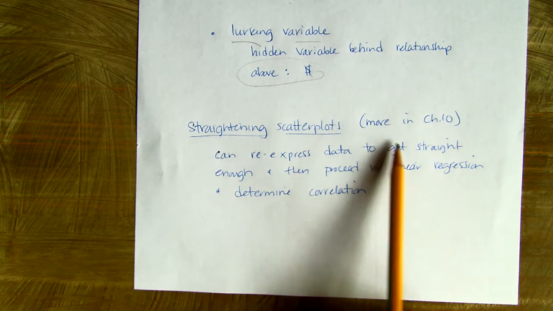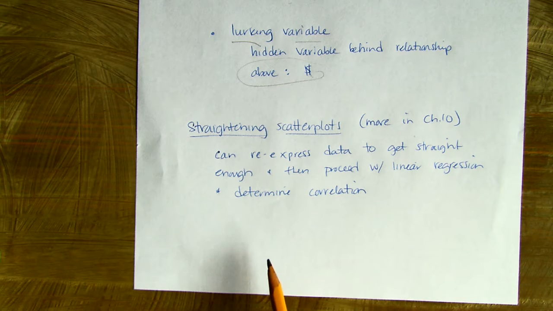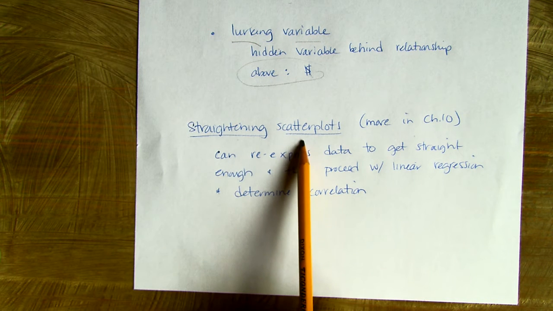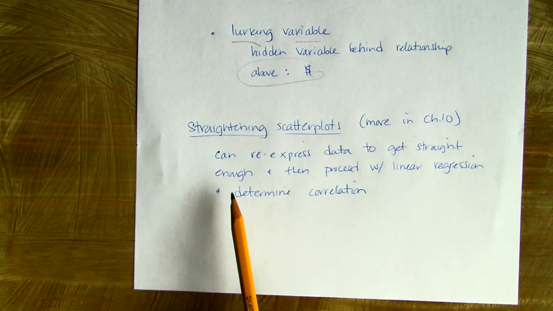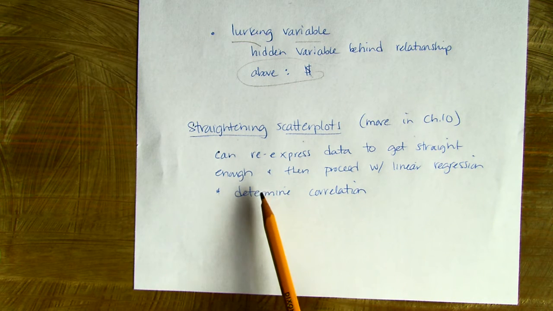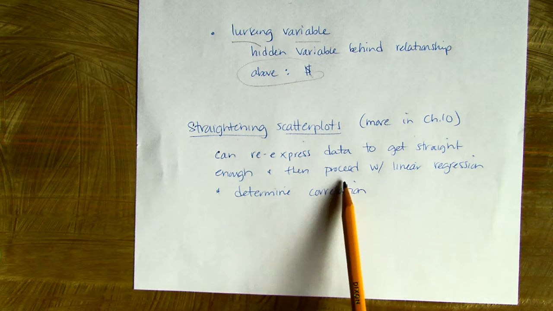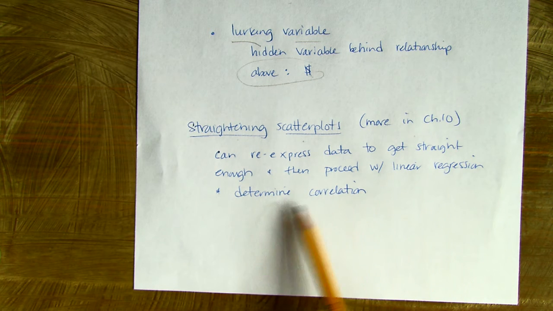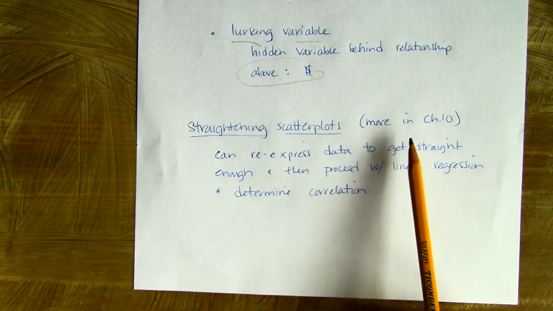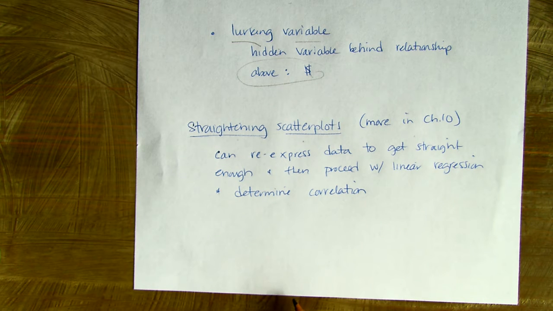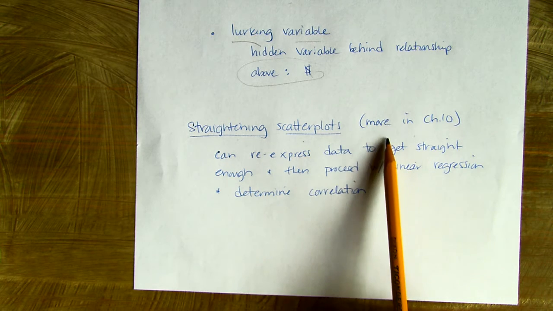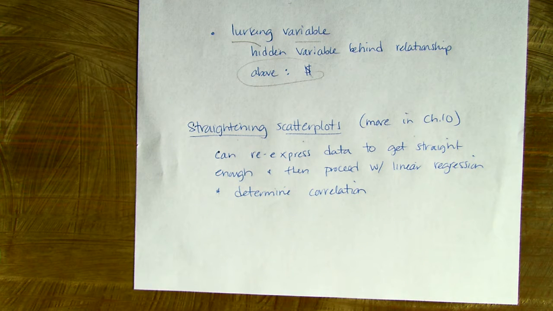And then finally, again, this is something we'll investigate a little bit later, but because this idea of quantifying a relationship with an R value is really strong, we might want to straighten a scatter plot. We can re-express data to get it straight enough to then proceed with a linear regression and determine correlation. And we'll just tap into that. Again, I'll do an example of that on the video, and we'll investigate that much more closely in chapter 10.